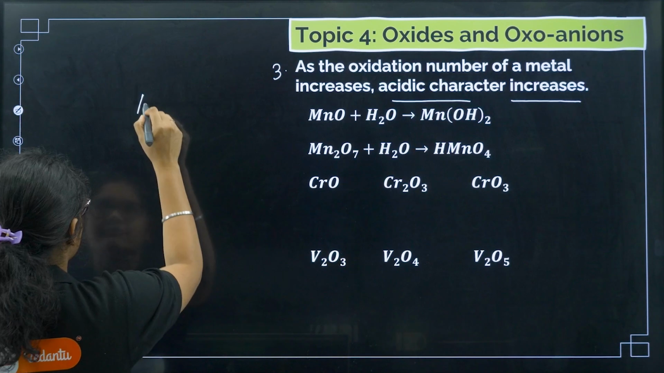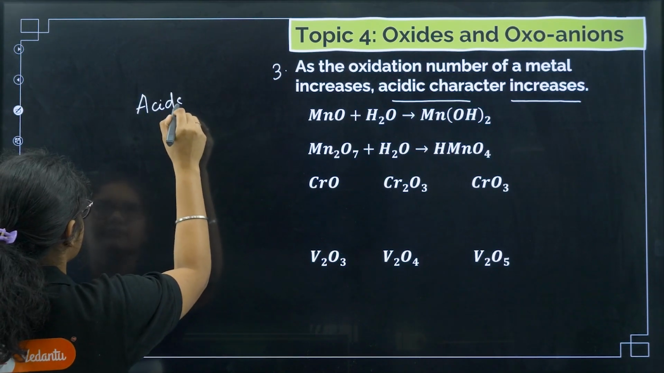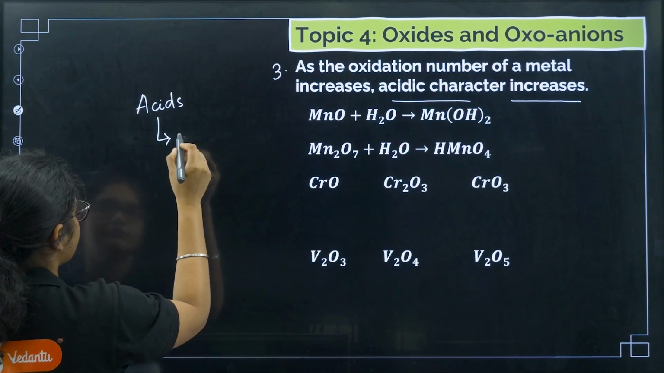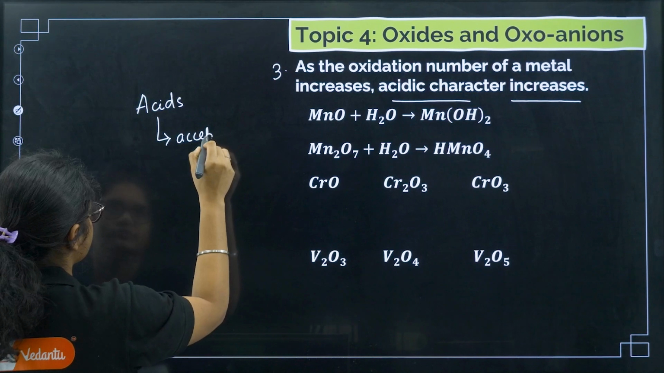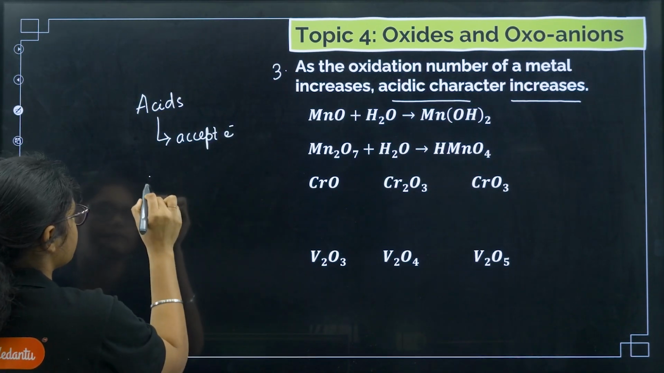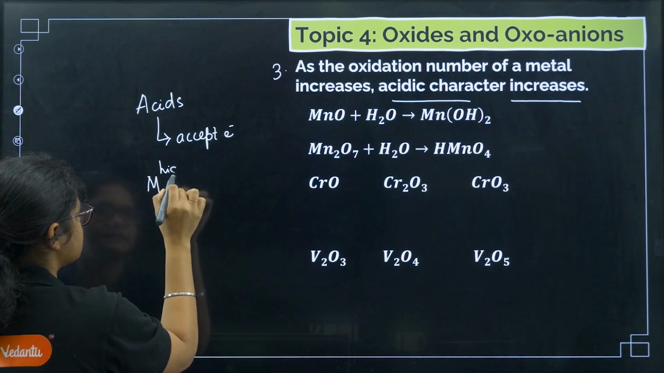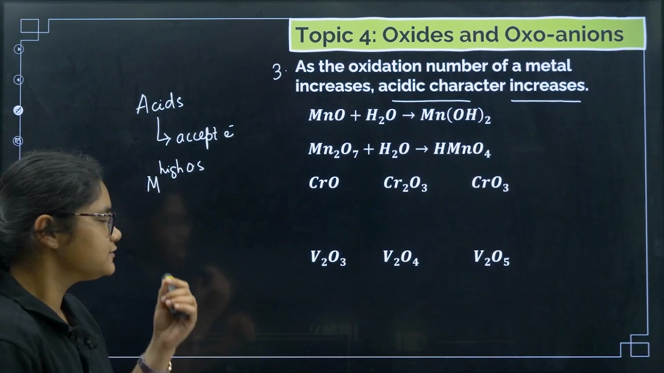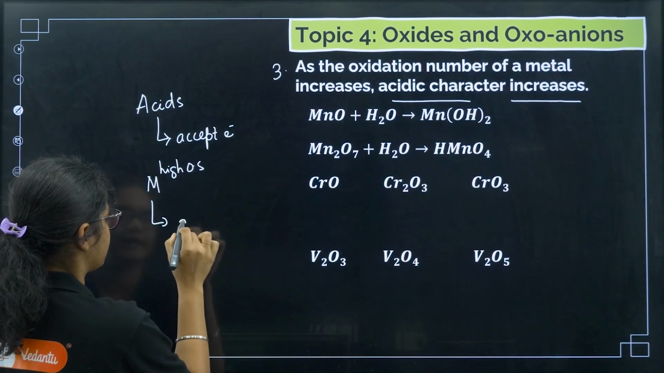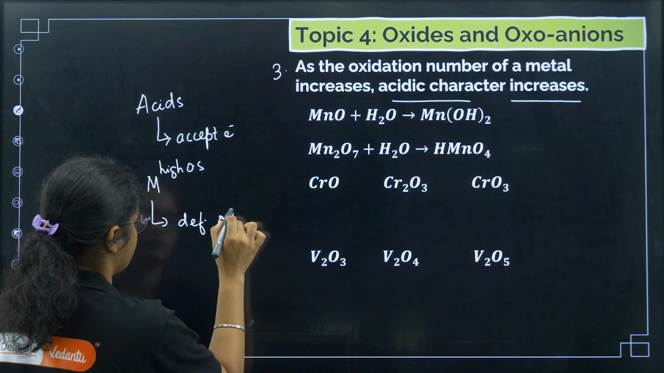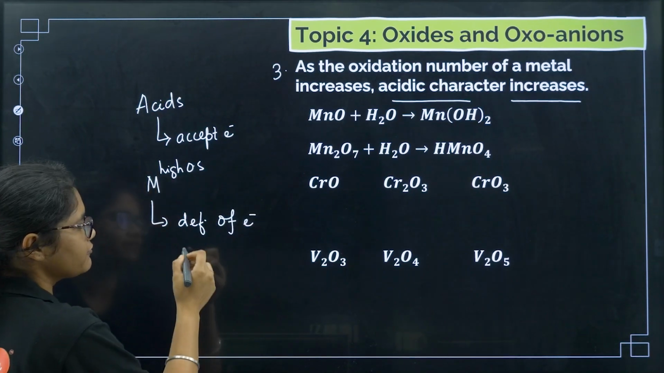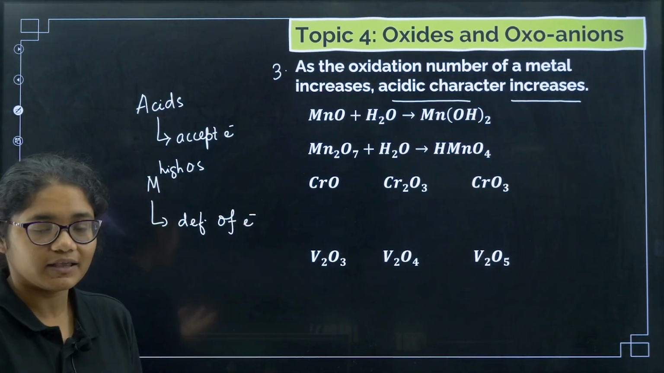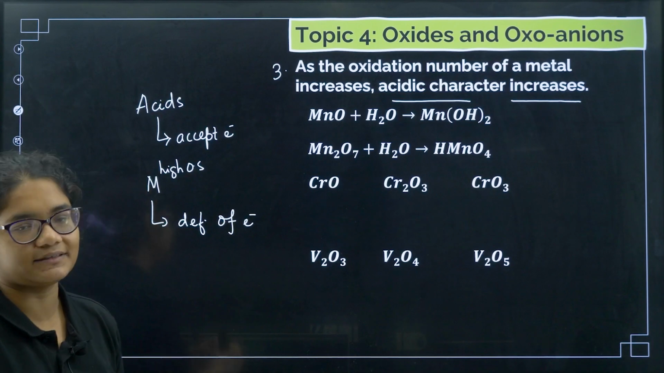So what is the definition of acid? Acid is something which can accept electrons, right? Now see, when the metal is in a high oxidation state, that means it has lost a lot of electrons. So metals in high oxidation states are deficient of electrons, right? If they are deficient of electrons, they can gain electrons. If they can gain electrons, they will have acidic character.